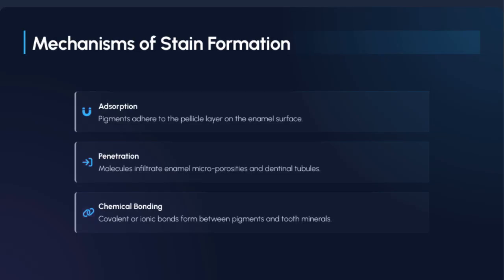Let's talk about the mechanisms of stain formation, starting with chemical bonding. Covalent or ionic bonds form between pigments and tooth minerals, which basically means that these pigments can attach strongly to the tooth structure through these types of chemical interactions. This bonding helps the stains persist over time, making them more resistant to removal.